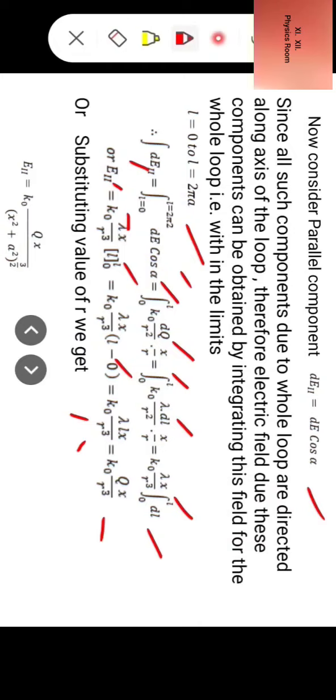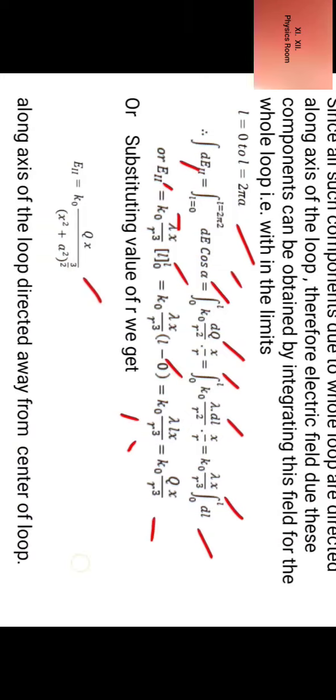Now substituting the value of r equal to under root x square plus a square, we get E parallel equal to k naught q x divided by x square plus a square whole power 3 by 2 in denominator. Okay, so thus we get the expression for electric field due to the whole loop, and the direction is along the axis of the loop, directed away from the center of the loop at point P.